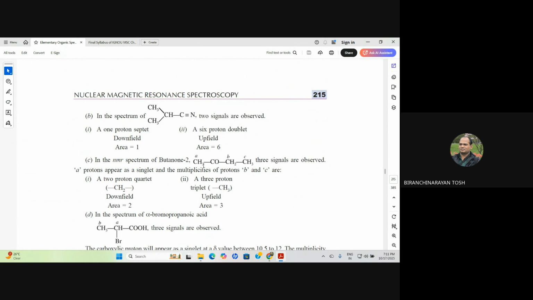So now we'll move towards some problems. Proton exchange coupling constants are not there. Yes. Some important NMR spectra.